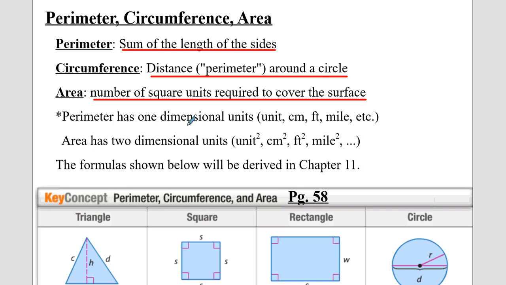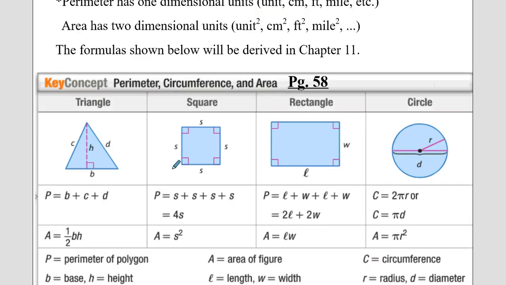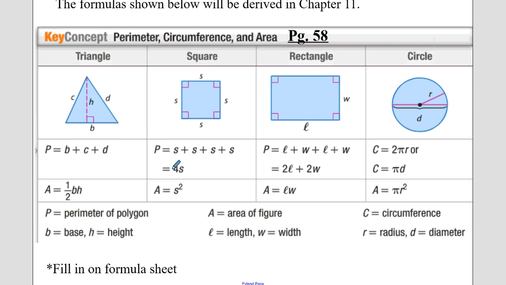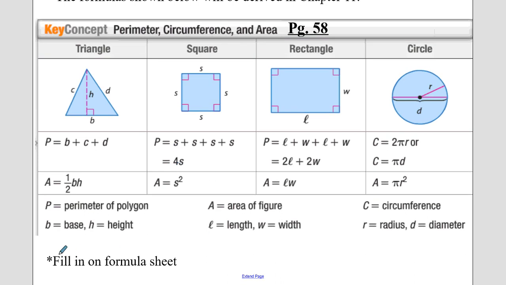As I noted, perimeter has one-dimension units, so its units are centimeters, feet, miles, etc. Area is two-dimensional because it has a length and a width, so it's units squared: centimeters squared, feet squared, miles squared, all the way down. Your book provides you with the formulas for these, and I would write them down on your formula sheet that I either passed out in class or supplied on the class website.